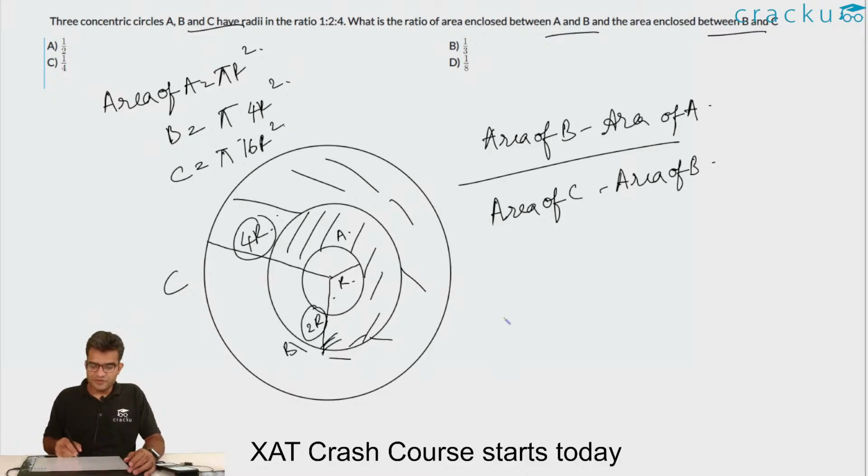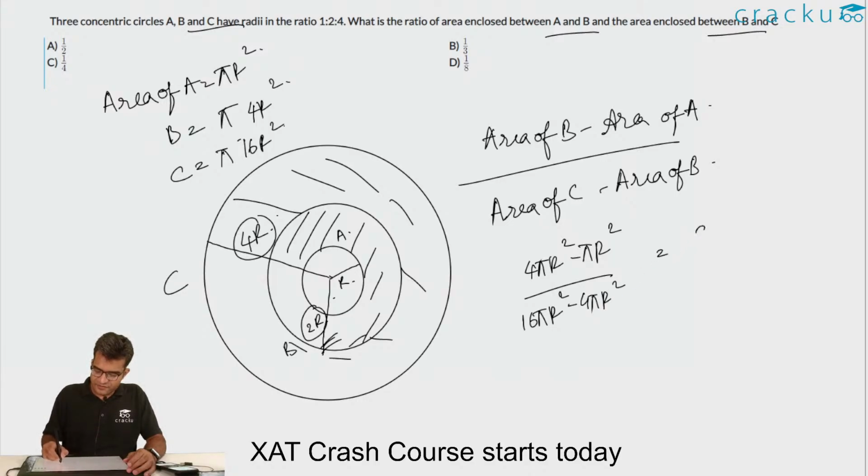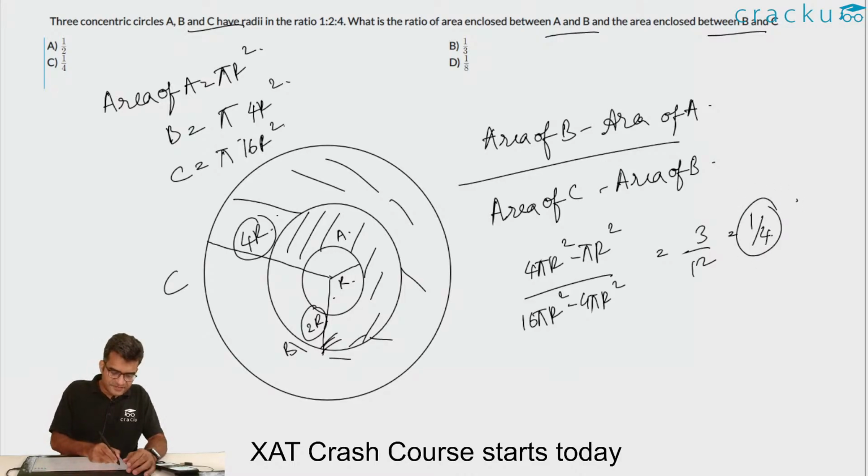So the required ratio will be 4 pi r square minus pi r square divided by 16 pi r square minus 4 pi r square. This is equal to 3 by 12, which is equal to 1 by 4. So the answer for this question is option C.